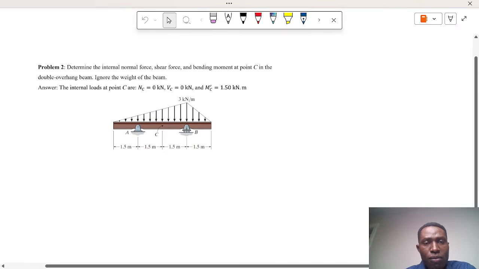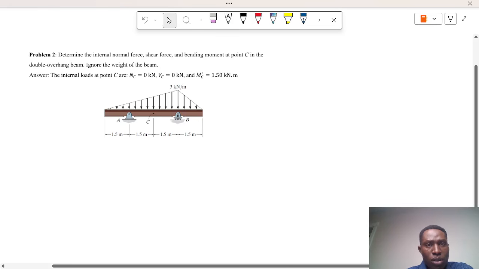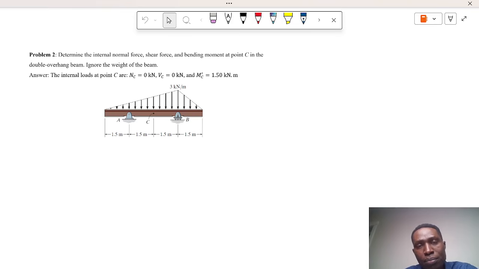So in order to solve this question, the first thing to do is to draw the free body diagram. Then you determine the reactions at the pin. So we have the pin A and we have the roller B. So you determine the reactions at those points. Then after that you cut the beam at that point C where you want to determine those three forces.